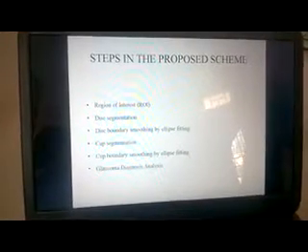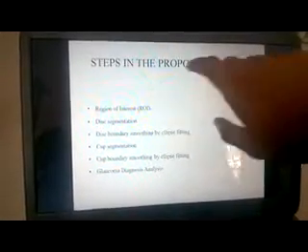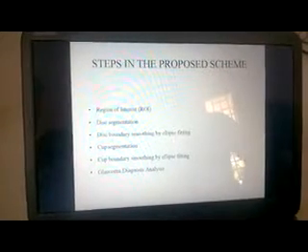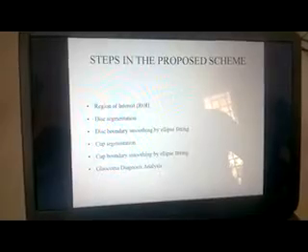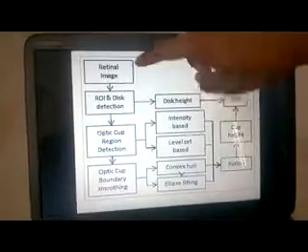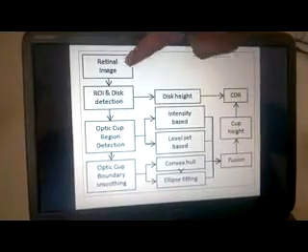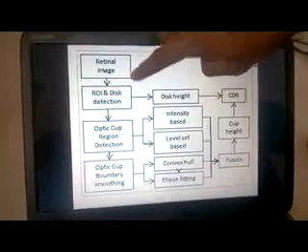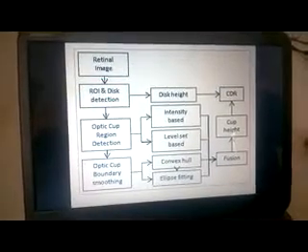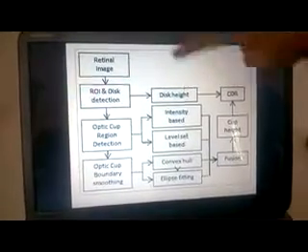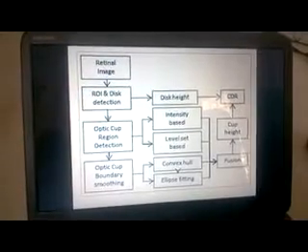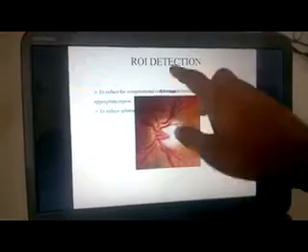Steps in the proposed scheme: region of interest calculation, disc segmentation, disc boundary smoothing, cup segmentation, boundary smoothing, glaucoma diagnosis. Coming to the block diagram, we first analyze the retinal image, then select the region of interest, and do optic cup detection and disc detection, measure the disc height and the cup height, then calculate the cup to disc ratio.